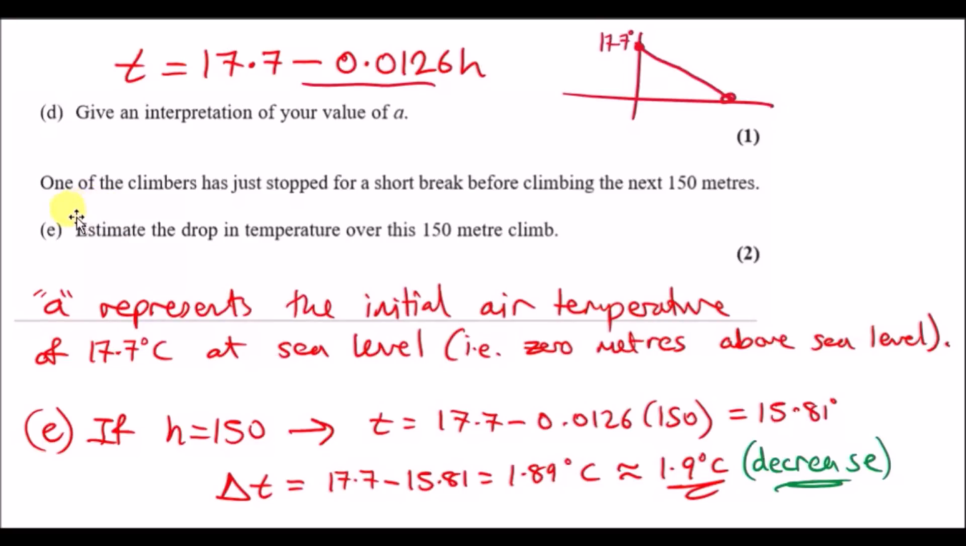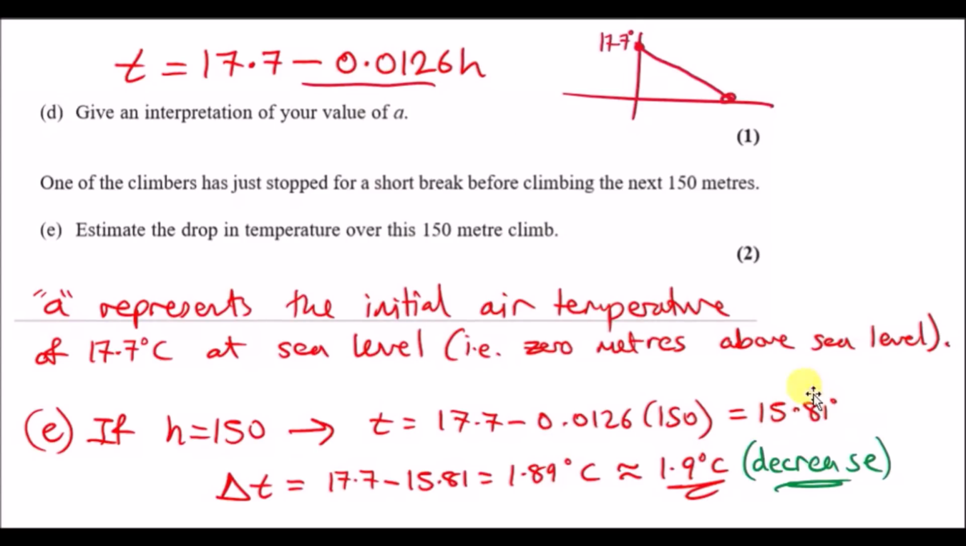Now E. One of the climbers has just stopped for a short break before climbing the next 150 meters. Estimate the drop in temperature over this 150 meter climb. So this wants you to find the change in temperature. All you literally do is firstly put the value of 150 into the calculator and see what that gives you. So T equals 17.7 minus that variable times H, and you should get 15.81.